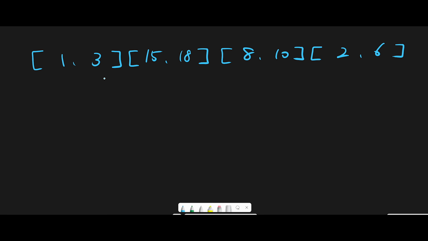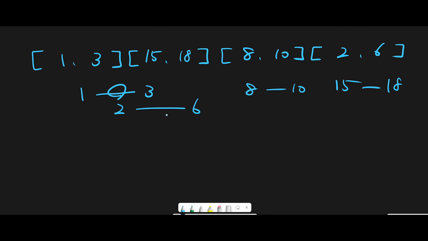Let me explain with this example: [1, 3], [15, 18], [8, 10], and [2, 6]. This interval starts from 1 and ends at 3. This one starts from 15 and ends at 18. This one starts from 8 and ends at 10. And this one starts from 2 and ends at 6. In this case, we should merge the first interval and this interval, right? That's because they are overlapping.